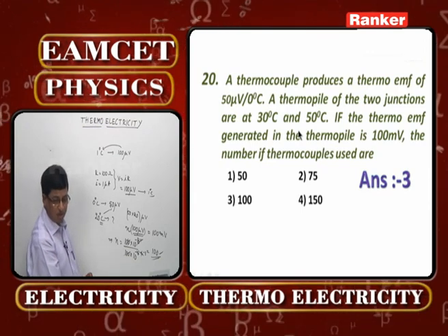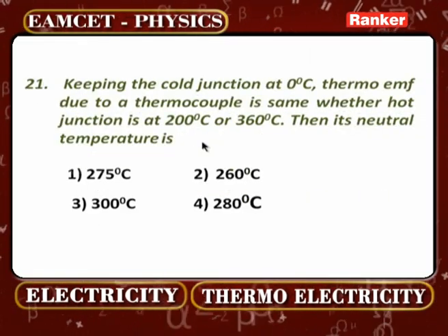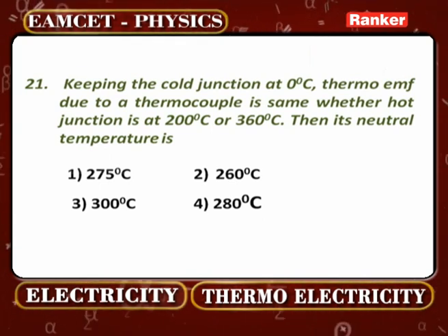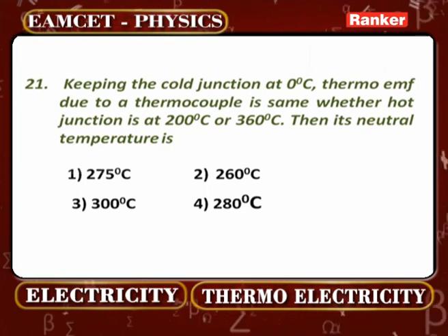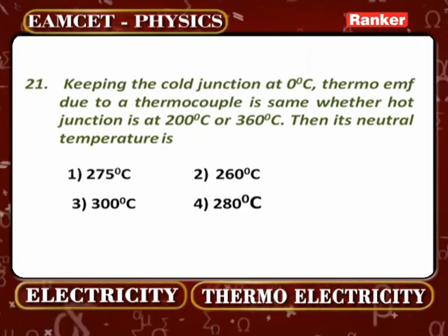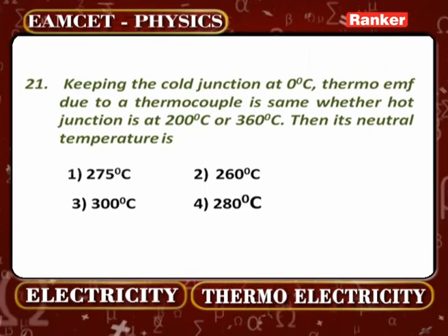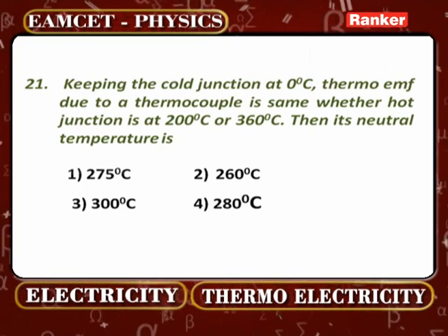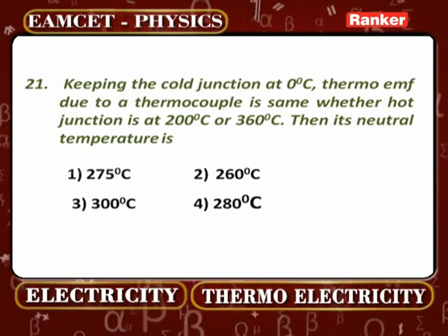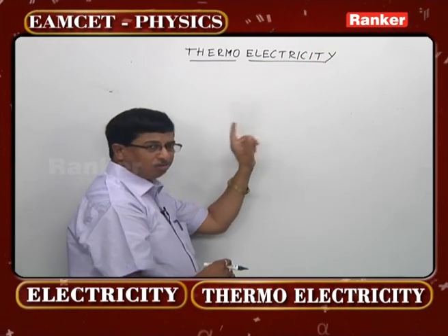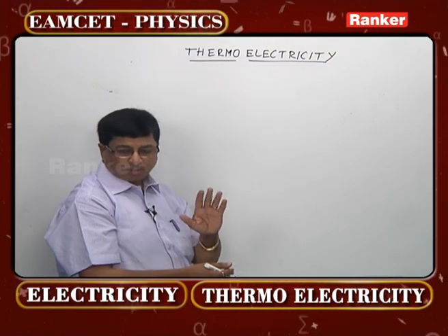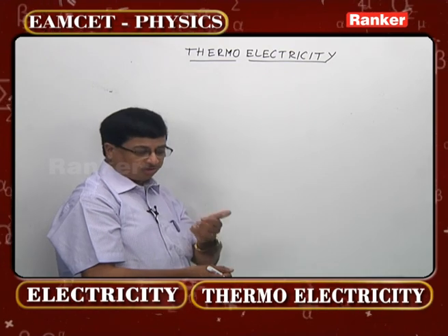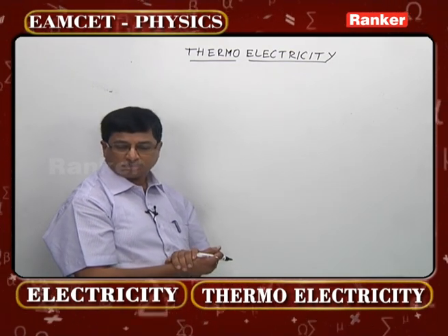Look at the last number in this order. Keeping the cold junction at 0 degrees centigrade, the thermo EMF due to a thermocouple is the same whether the hot junction is at 200 degrees or 360 degrees centigrade. Then its neutral temperature is how much? In fact, the neutral temperature for a thermocouple is constant, I have already told you. It is independent of cold junction temperature, that also I have told you. That means neutral temperature is the characteristic temperature of a thermocouple.